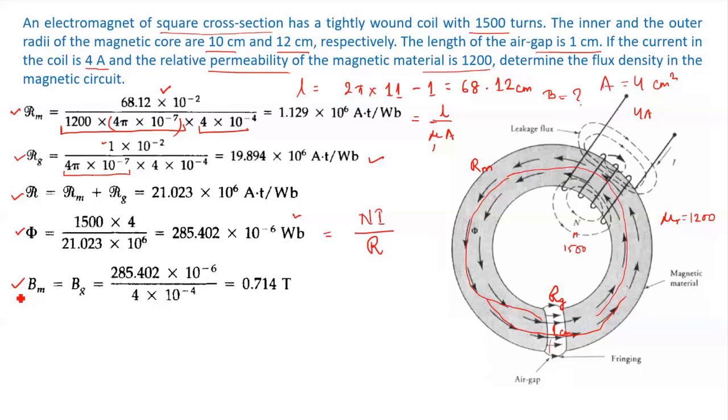So Bm equal to Bg, that is nothing but phi by A. So phi is equal to 285.402 into 10 to the minus 6 divided by 4 into 10 to the minus 4. That will give me 7.714 Tesla. Okay, this is a simple problem.